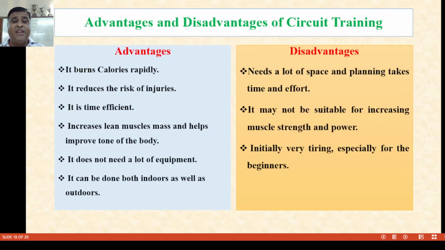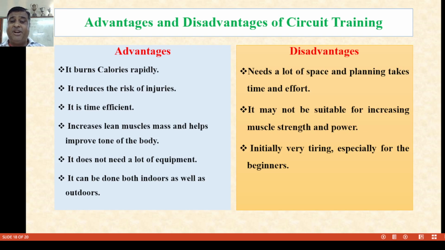Now, what are the advantages and disadvantages of circuit training? First, we'll discuss advantages. It burns calories rapidly, meaning fastest. It reduces the risk of injuries. It is time efficient, meaning we can utilize time properly. It increases lean muscle mass and helps improve the tone of the body. It does not need a lot of equipment. It can be done both indoors as well as outdoors.